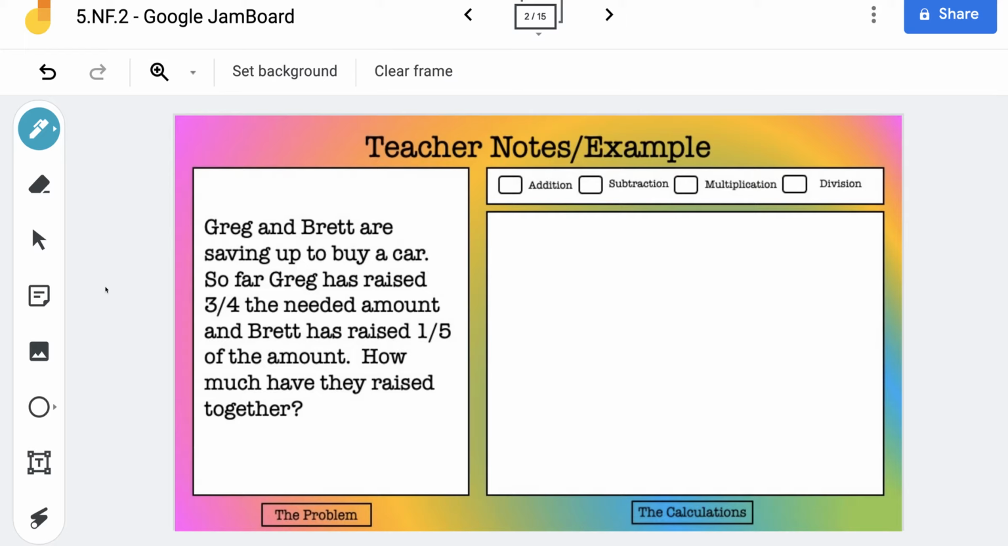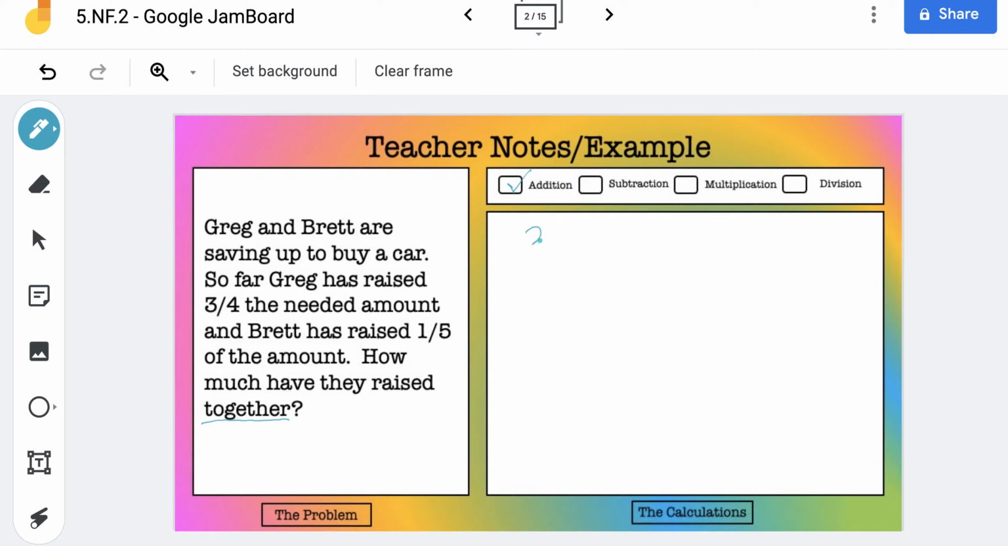So the first problem says Greg and Brett are saving up to buy a car. So far, Greg has raised 3/4 the needed amount, and Brett has raised 1/5 of the amount. How much have they raised together? All right? So the key word here is together. So for together, that means we're going to have to add the numbers together. So this is going to be an addition problem. So let's put a little check in addition, okay? And for this, we're going to need to add 3/4 and 1/5.